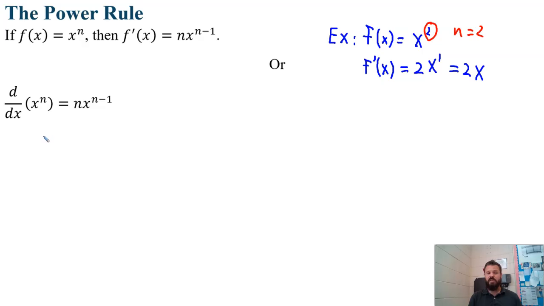Now, another way we could express that is using this kind of derivative operator. Again, the derivative of x to the n is just n times x to the n minus 1. Same formula, just two different ways to talk about that.